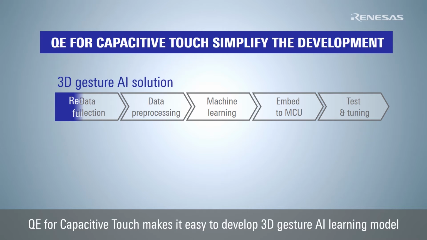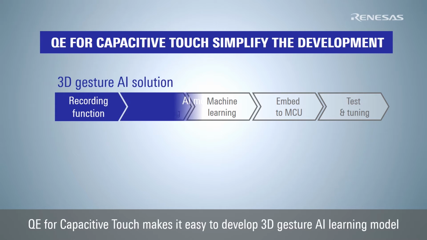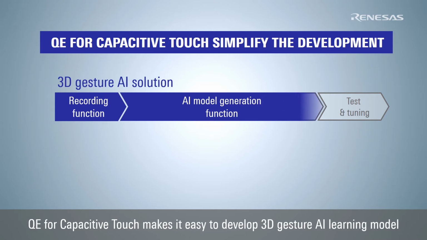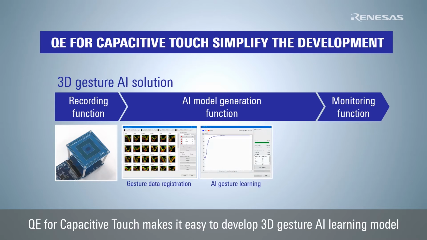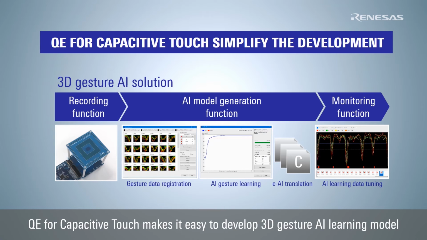The new QE for Capacitive Touch, provided by Renesas, is a tool that integrates AI learning functions for contactless gesture recognition using a capacitive touch sensor. Data collection, data pre-processing, AI learning, conversion to C source, and tuning functions, specialized for 3D gesture learning and judgment, are integrated and automated in 3 steps. Therefore, by simply following the workflow, the embedded system engineer can develop applications that can recognize various gestures without acquiring knowledge of AI.